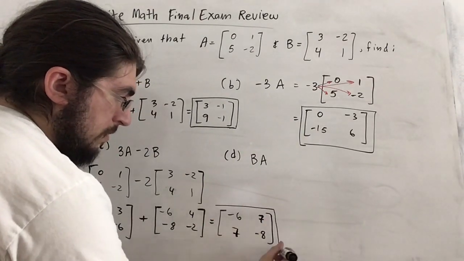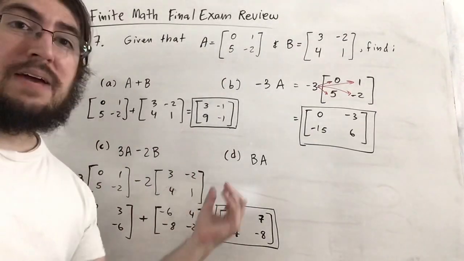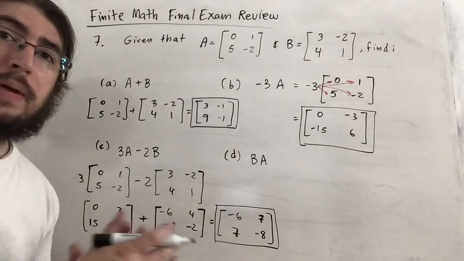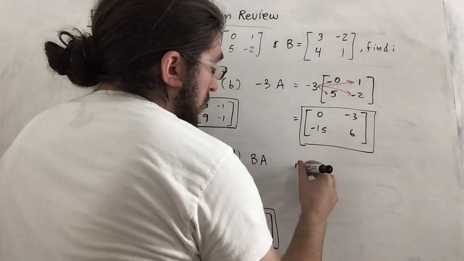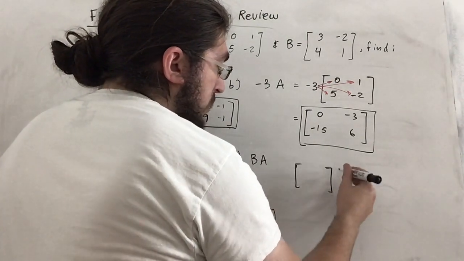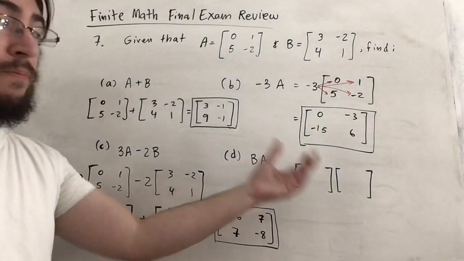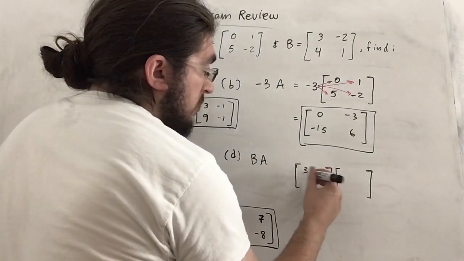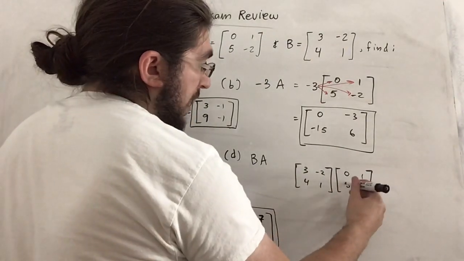Cool. Now, by far the most complicated part of this problem is definitely D, because how you multiply matrices is very particular, very specific. Let's take a look. So notice the order matters when multiplying two matrices. So B times A in that specific order, B first was 3, negative 2, 4, 1, and A second is 0, 1, 5, negative 2.